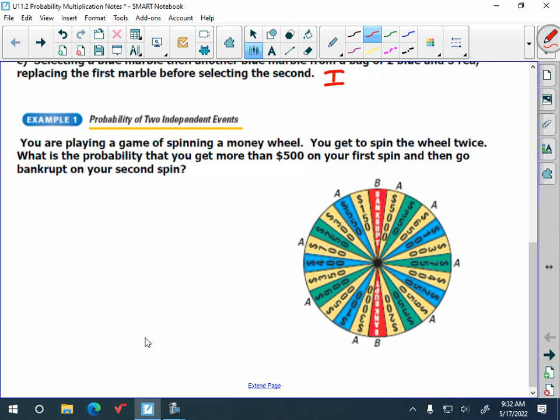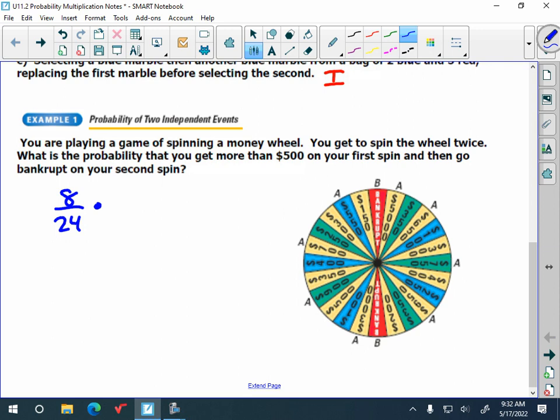All right, so I think all the A's, they're already labeled for you to get more than $500. So there's 1, 2, 3, 4, 5, 6, 7, 8. So you have an 8 out of 24 chance of spinning the first wheel and then getting more than $500.